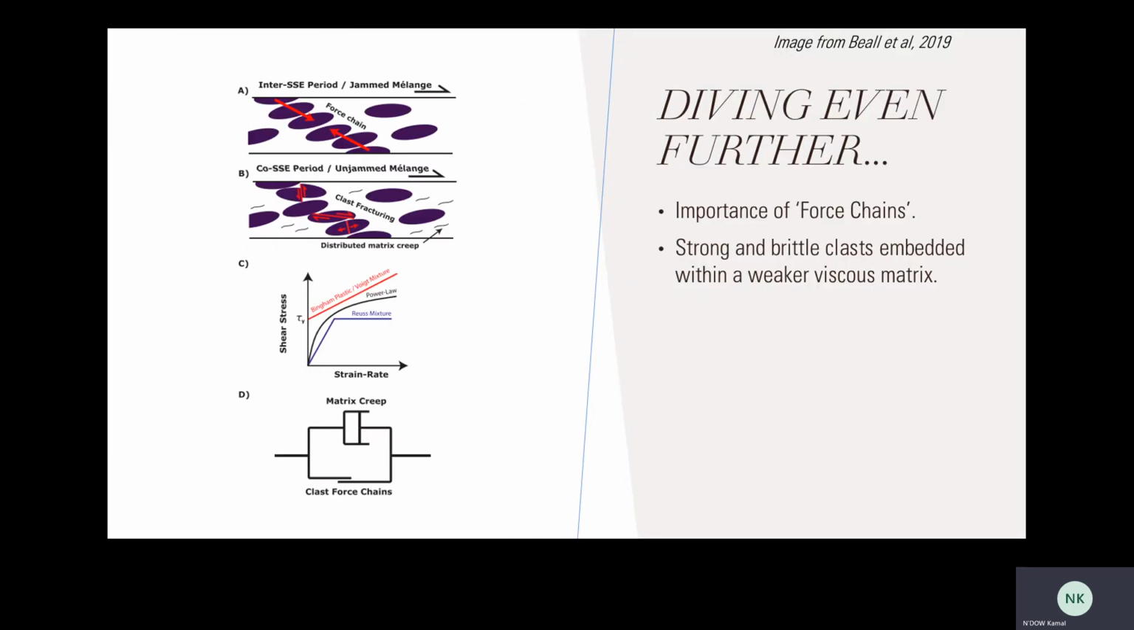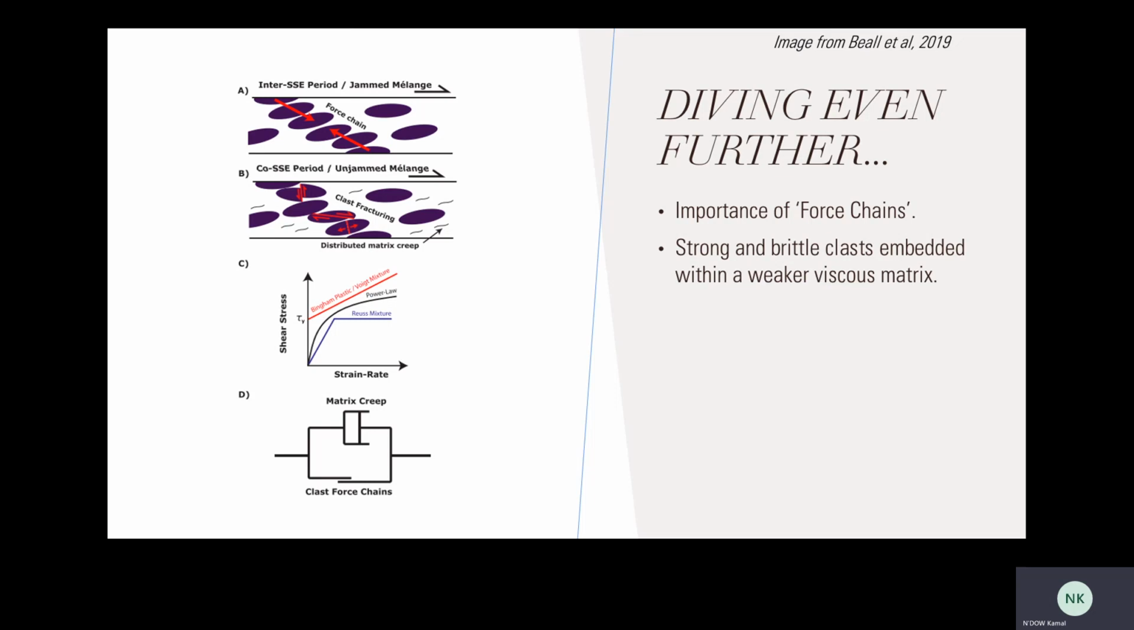Going back to strain localization, more research and modeling has been carried out that builds on some of the stuff we just saw from Bernardin and Guedan. This research by Beall et al. provided a detailed rheological modeling of SSE, including ETS. Their model similarly uses a brittle ductile regime with strong clasts and a weaker matrix, but also emphasizes the importance of force chains, which are shown in part A of this figure. These are pseudostructures that occur when clasts are aligned within a rock and prevent interconnected pathways occurring within the matrix.